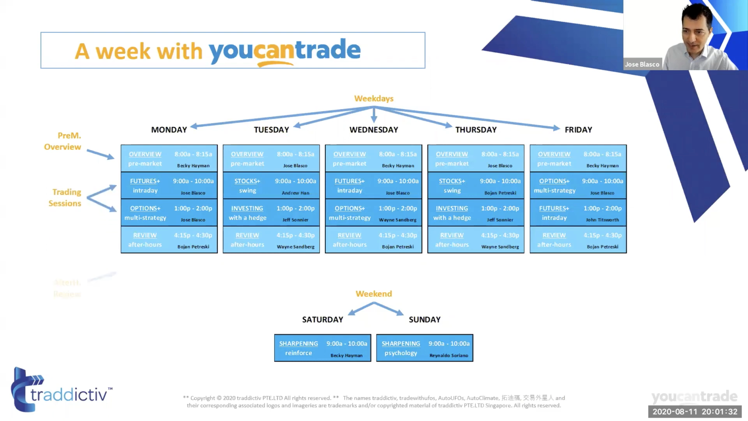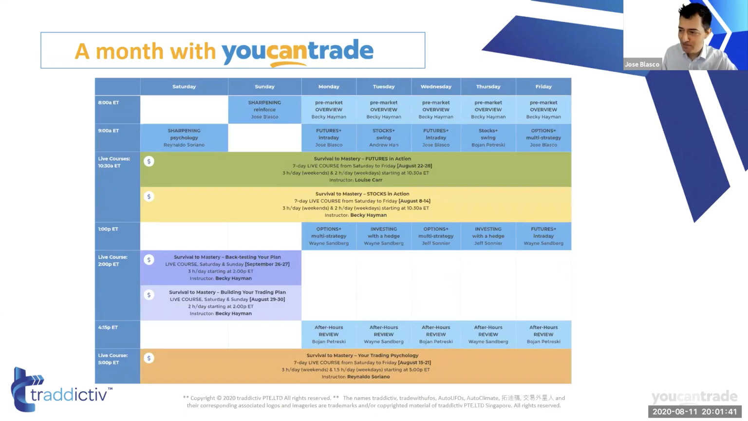So pre-market trading sessions, after our review. Monday, Wednesday, and Friday is what we call the active days. Tuesdays and Thursdays are what we call the less active days, okay? And this is how it looks if you look at a whole month in You Can Trade. You have the pre-market overview and the after-hour review with the light blue. The blue sessions are the trading sessions, okay? 9 a.m. and 1 p.m., including the weekends.